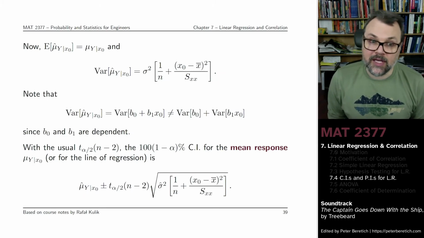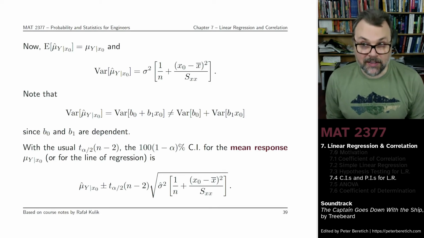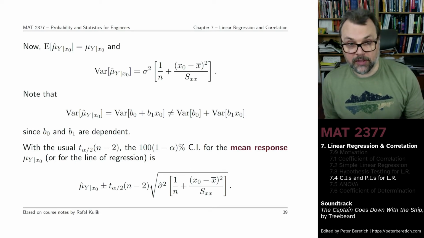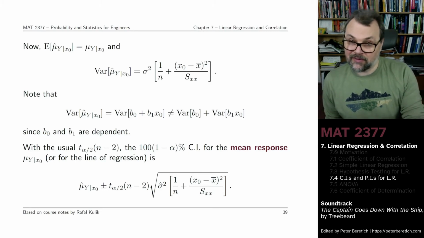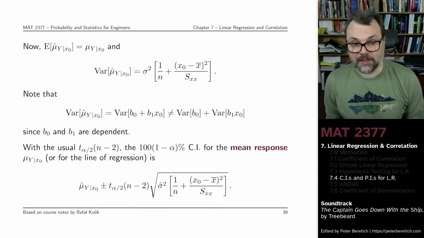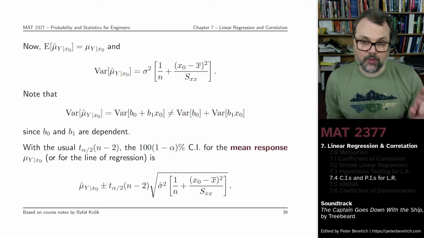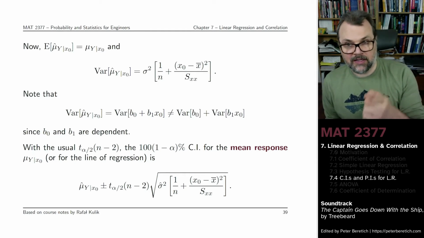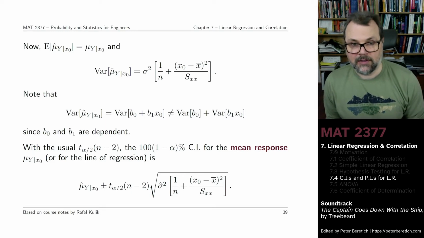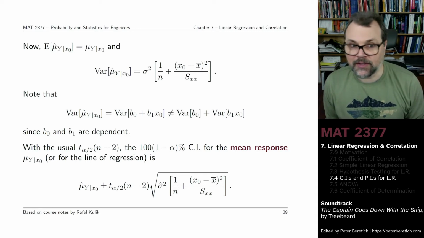But we can compute the expectation of that prediction. It is just going to be what the true value would be. And we can also compute its variance. It looks a little bit like the variance we built. We talked about the variance of b0: sigma squared times 1 over n, plus the square of the difference between the level of interest and the average value of x, divided by Sxx. This is actually fairly difficult to demonstrate. We're not going to show that this is the case.